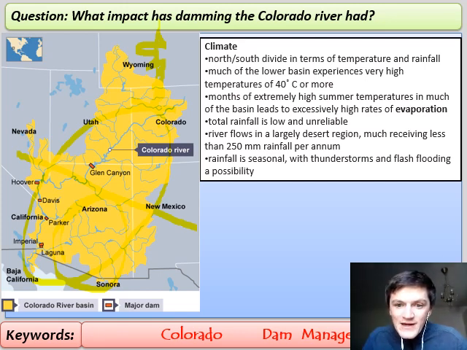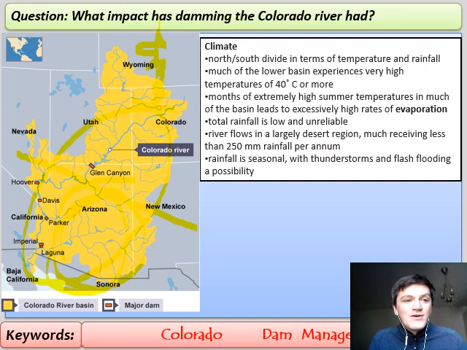The river flows in a largely desert region, much of which receives less than 250 millimeters of rainfall per annum. So all this lower bit down here that I've talked about doesn't get much rain. It needs the rain to come from up the river. Rainfall is seasonal with thunderstorms and flash flooding a possibility. So when it does rain, it's very seasonal. It doesn't happen consistently, it happens in short bursts. And that's going to be important when we look at the next topic, which is all about damming.